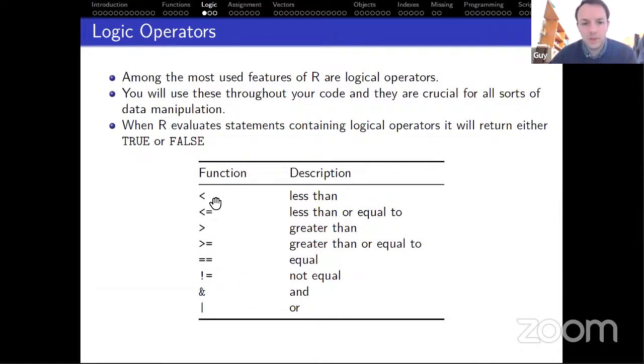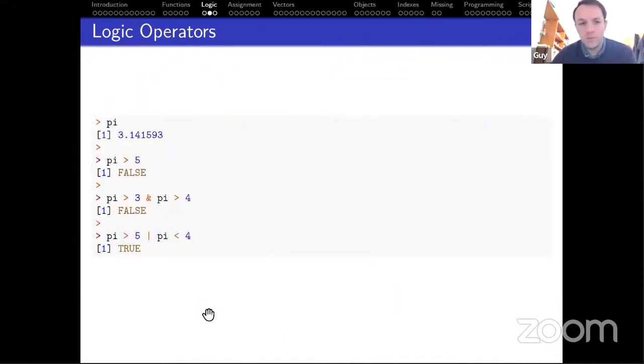Okay, so these are the basic logic operators that exist in R. So we have less than or less than equal, greater than or greater than equal. To see if something is equal, we use two equal signs. And if it's not equal, we use an exclamation mark and then the equals. And finally, these two are a little bit more complicated. This is for when we want to find matches to multiple logical statements, where we use the and, or the or, the bar for the or.